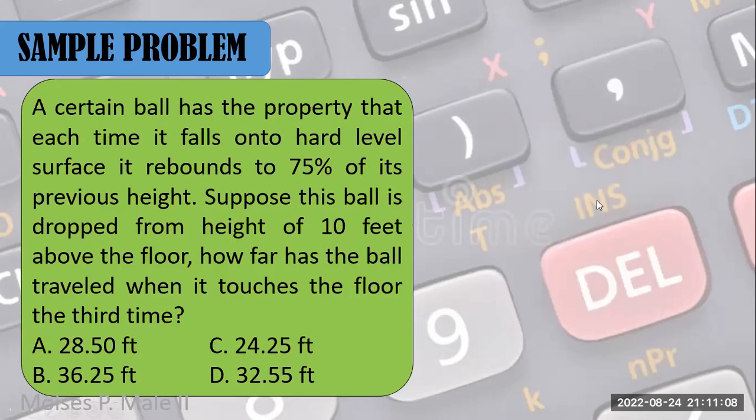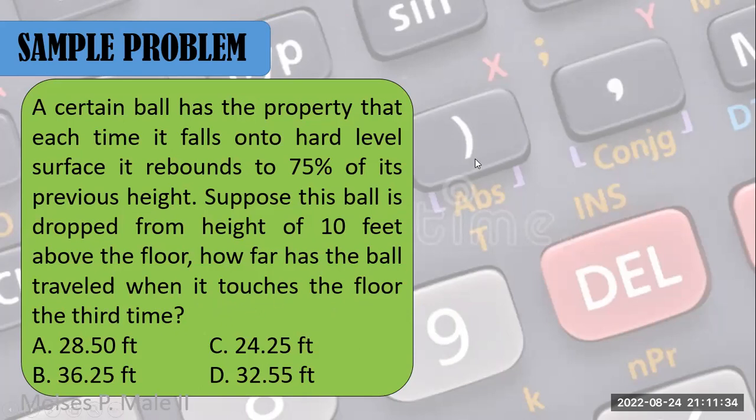So next, a certain ball has the property that each time it falls on a hard level surface, it rebounds 75% of its previous height. Suppose this ball is dropped from a height of 10 feet above the floor. How far has the ball traveled when it touches the floor? So here, the ball is just falling, then it bounces back and bounces back. So how many times did it bounce? It touches the floor the third time.